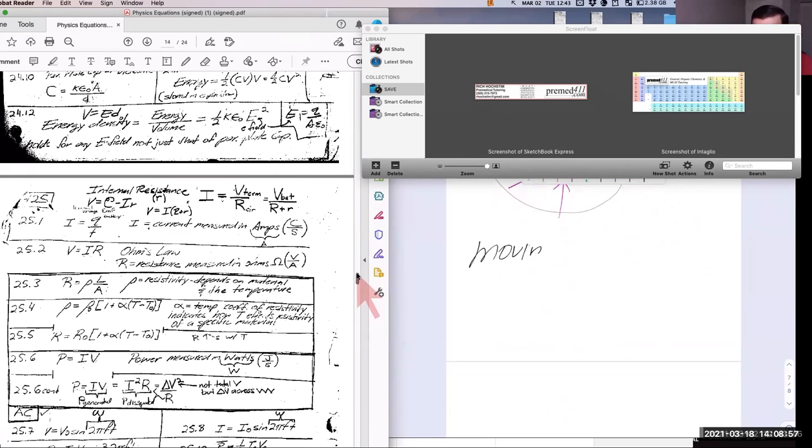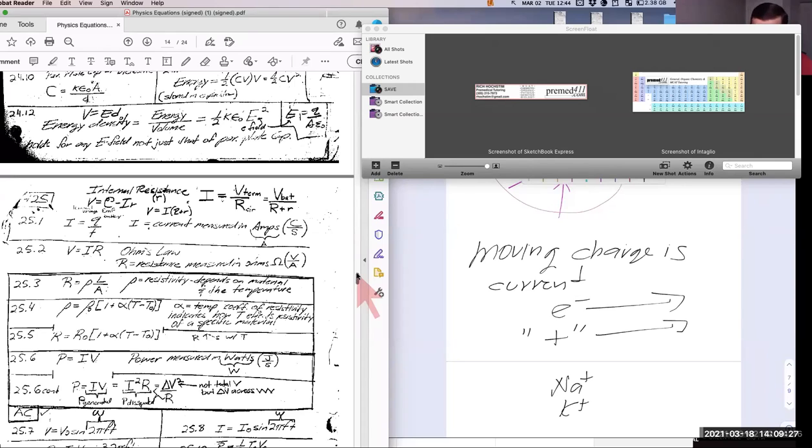Moving current. No, not current. Charge. Moving charge is current. Now, usually that's electrons, but it could be an imaginary positive charge carrier, conventional current, but it could be a sodium ion or a potassium ion, right? Or a chloride ion, let's say it goes that way. All of those are current.